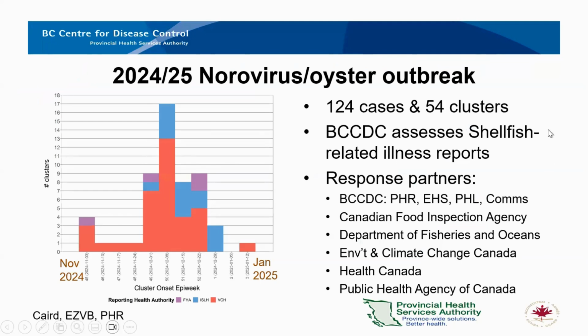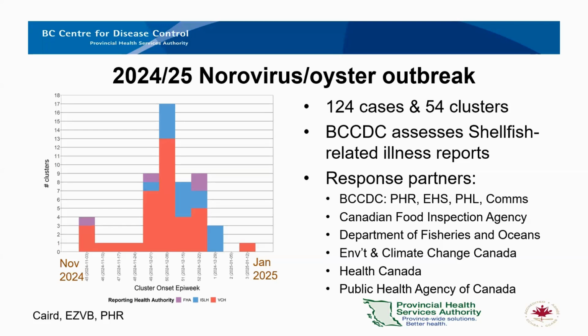So in association with increased community transmission, we can also see outbreaks related to norovirus. These can be foodborne illnesses as well. I'll go over our most recent example, and what you're seeing is an epidemiological curve of an outbreak that we managed a few months ago, that started in November 2024 and was declared over in January, about three months ago. It totaled about 124 cases, and that spanned 54 clusters. Clusters are basically people who got sick together, essentially.